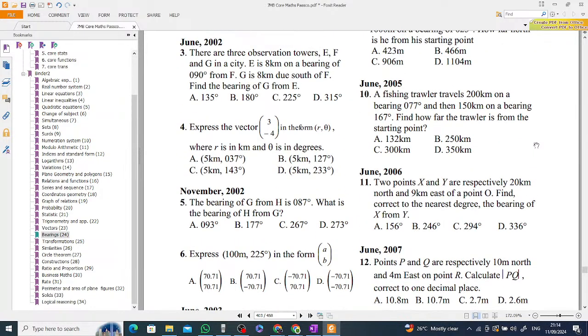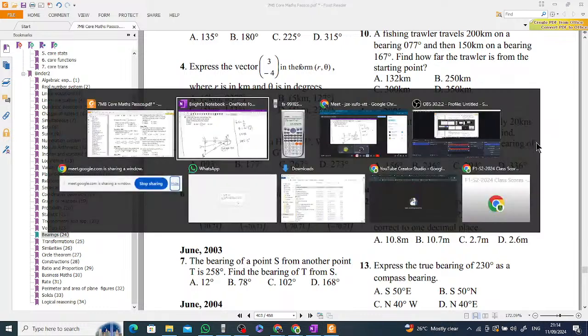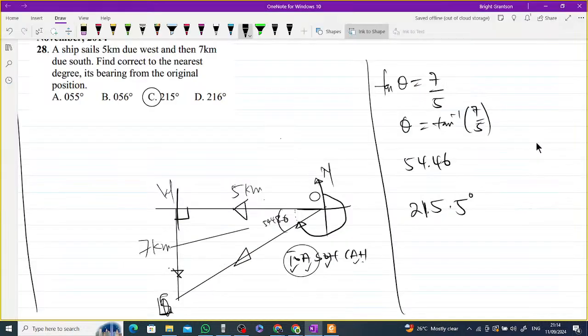Apart from bearings, which ones do you have issues with? Warren?